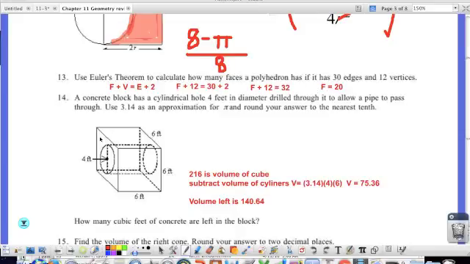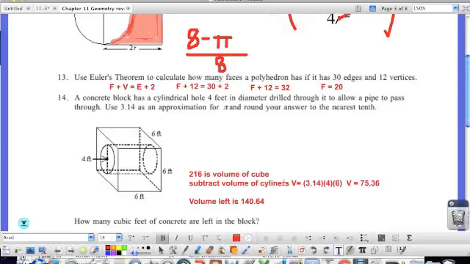For number 14, we have a concrete block that has a cylindrical hole drilled through it. Once the hole is drilled through, they want to know the remaining cubic feet of concrete left in the block. So first you have to find the original volume of the concrete block. It's a cube, 6 feet in each dimension. So 6 times 6 times 6 is 216, and that's the volume of the cube. Now you're going to subtract the volume of the cylinder. We have a typo there: cylinder.